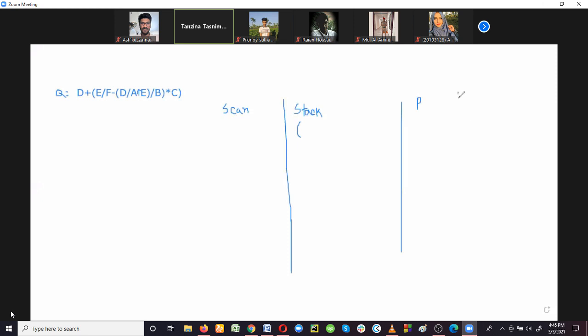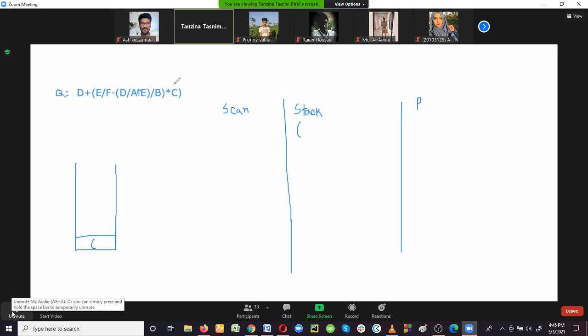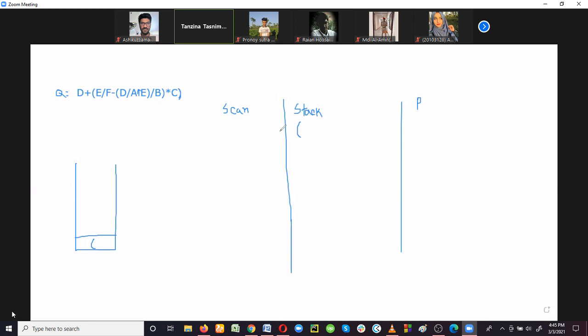What is a stack? We know that a stack is a data structure which has one open end, right? Suppose this is our stack. So at first we have to store a left parenthesis in the stack. And this is the first step of the algorithm. Add a right parenthesis at the end of the infix notation and add a left parenthesis at the beginning of the stack. Is that clear?